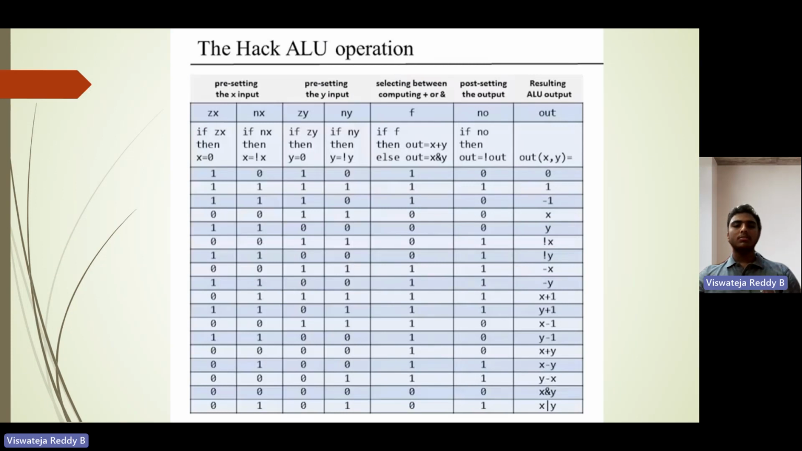As we have already discussed, when we assign binary values to ZX, NX and so on, the 6 control bits of the Hack ALU, we get the output for X, Y. That is, 16 functions are represented. Basically 0, 1, minus 1, X, Y, not X, not Y, minus Y, and so on, X and Y, X or Y.